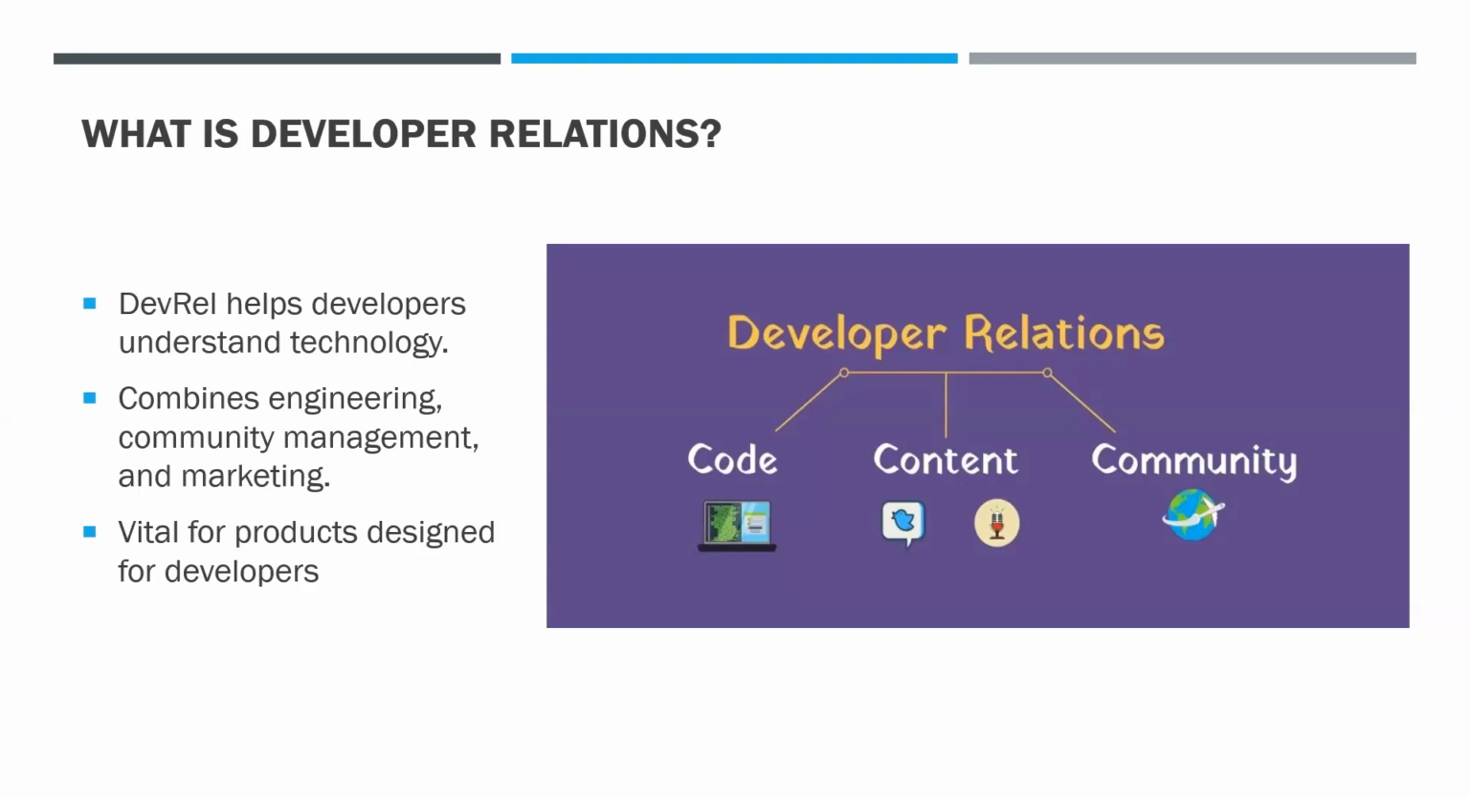So the second point here says developer relation combines engineering, community management, and marketing. Like I said, you work hand in hand with the marketing team. You work hand in hand with the community. You probably will be the one to handle community management. So like I said, you learn how to code, you create content, and you pass it on to your community.